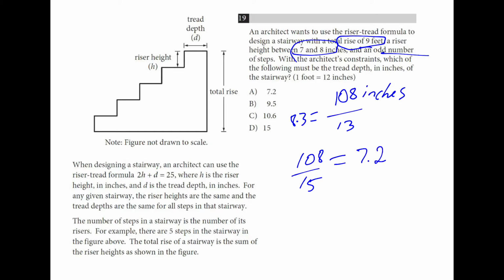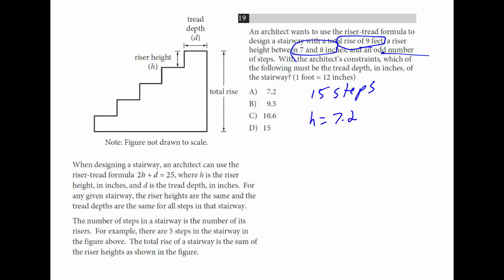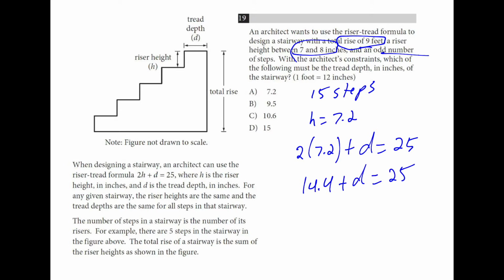So for sure we're going to have 15 steps, which means the riser height of each one is going to be 7.2. So if I plug that into the formula, I get 14.4. I subtract that from both sides, I get C, 10.6.